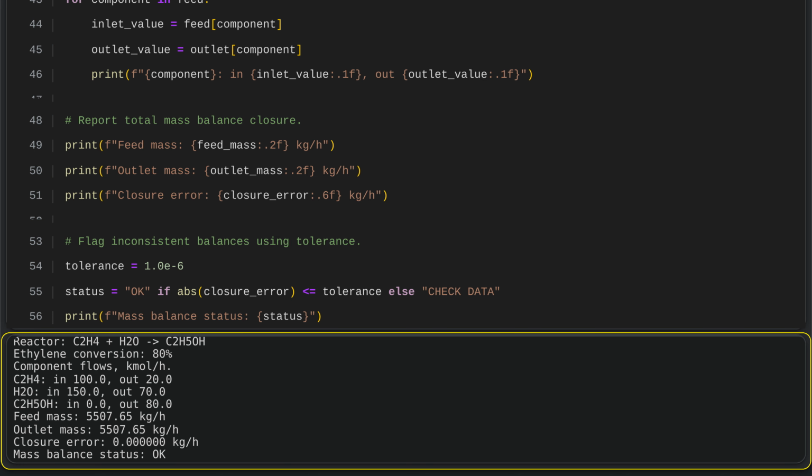This script simulates a reactor where ethylene and water react to form ethanol, assuming 80% ethylene conversion. It uses stoichiometry to calculate outlet molar flows, converts them to mass flows, and compares total inlet and outlet mass to check the mass balance. The output reports the component flow rates, conversion, total mass flows, and whether the closure error is small enough for the balance to be considered consistent.